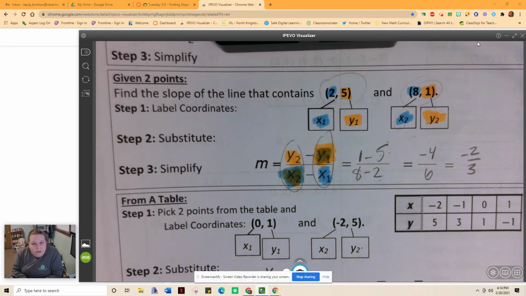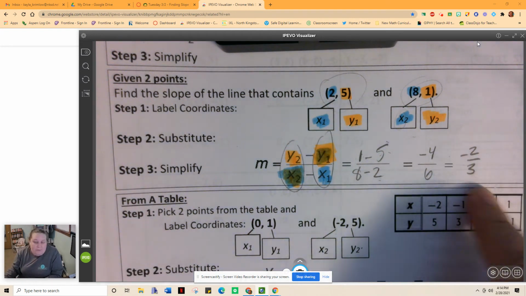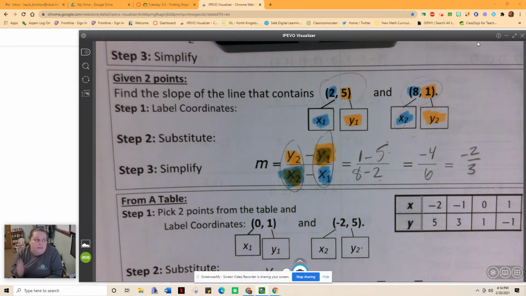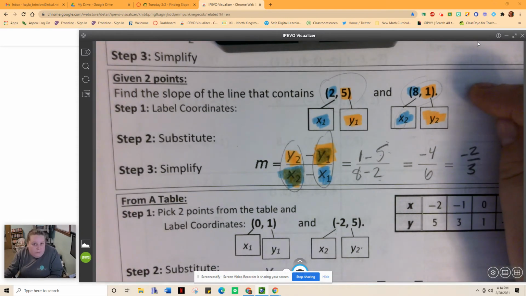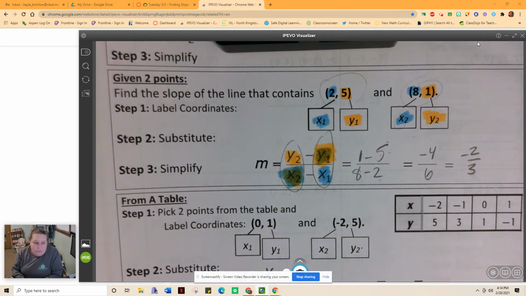And if you have multiple ordered pairs for a function, you can pick any two. When you simplify that rate, it's going to be the same. It's going to have the same slope because they're all on the same line. So any two ordered pairs for a function you can use to figure out the slope.